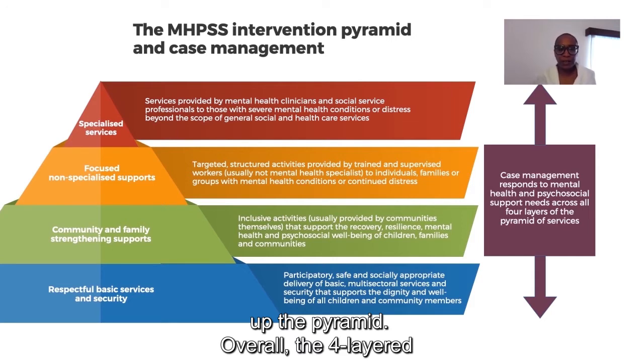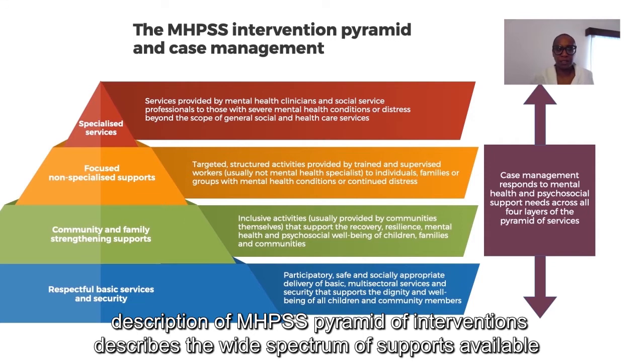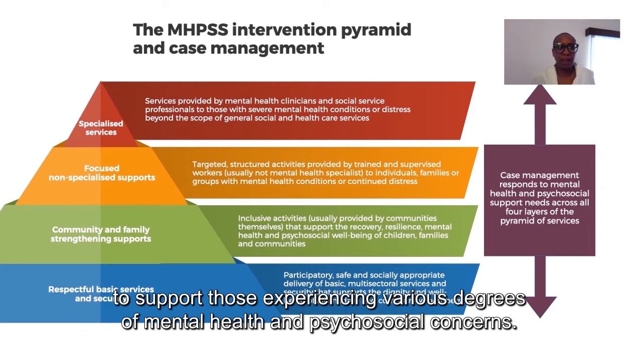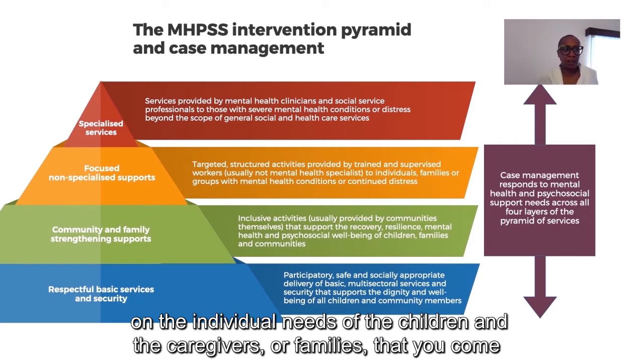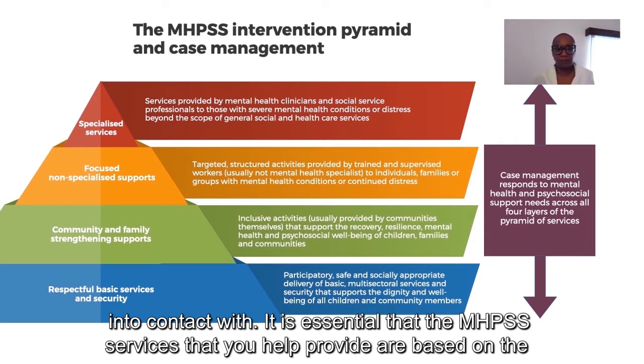Overall, the four-layer pyramid of interventions describes the wide spectrum of support available to support those experiencing various degrees of mental health and psychosocial concerns. The level of support and the kind of MHPSS services that you should provide will depend on the individual needs of the children and the caregivers or families that you come into contact with.